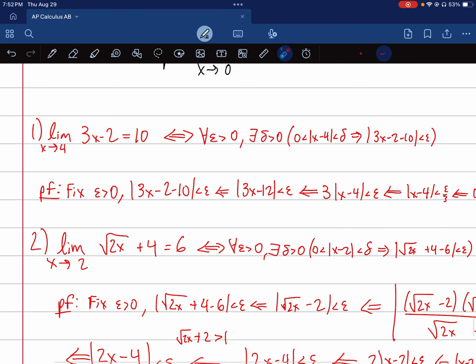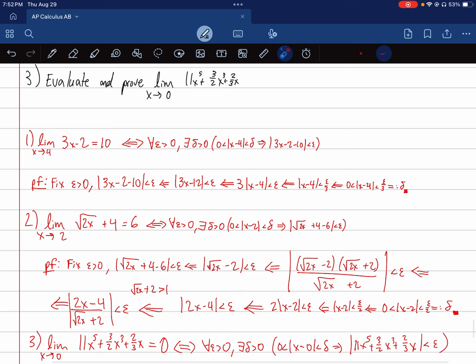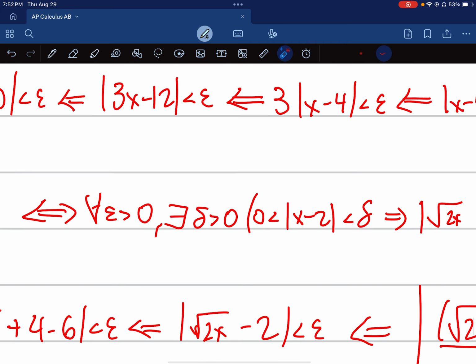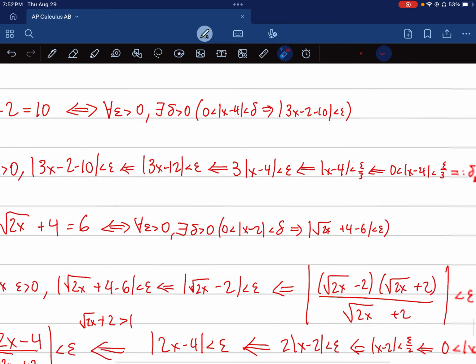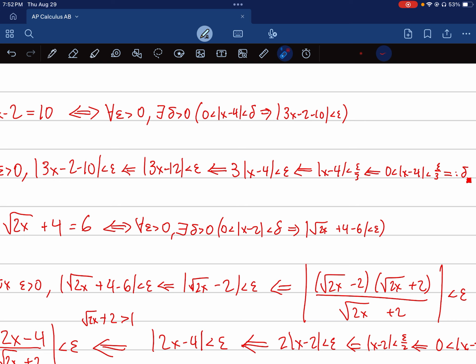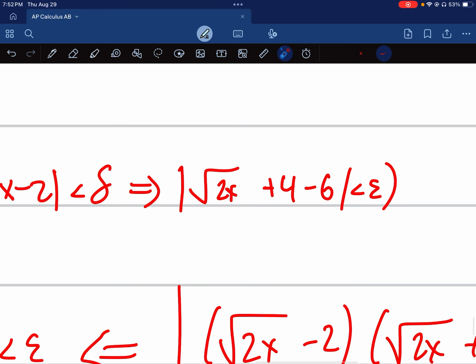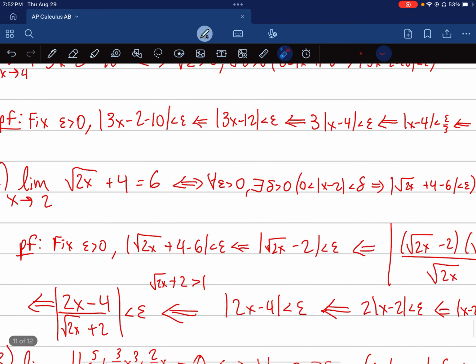Number 2. This limit, as x approaches 2, is the square root of 2 times 2 plus 4, which is the square root of 8... well, 2 times 2 plus 4 is 8, and we evaluated the limit to be 6. That's the easy part. Now we have to prove it. For all epsilon greater than 0, there exists delta greater than 0, such that 0 less than the absolute value of x minus 2 is less than delta, implies that the absolute value of the square root of 2x plus 4 minus 6 is less than epsilon.